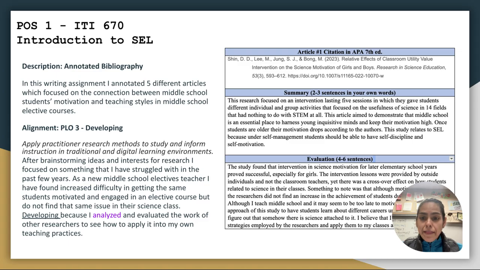And my alignment for this body of work was PLO 3. So, again, applying practitioner research methods, because I analyzed and evaluated the work of other researchers and then considered how to apply it into my own teaching practices.